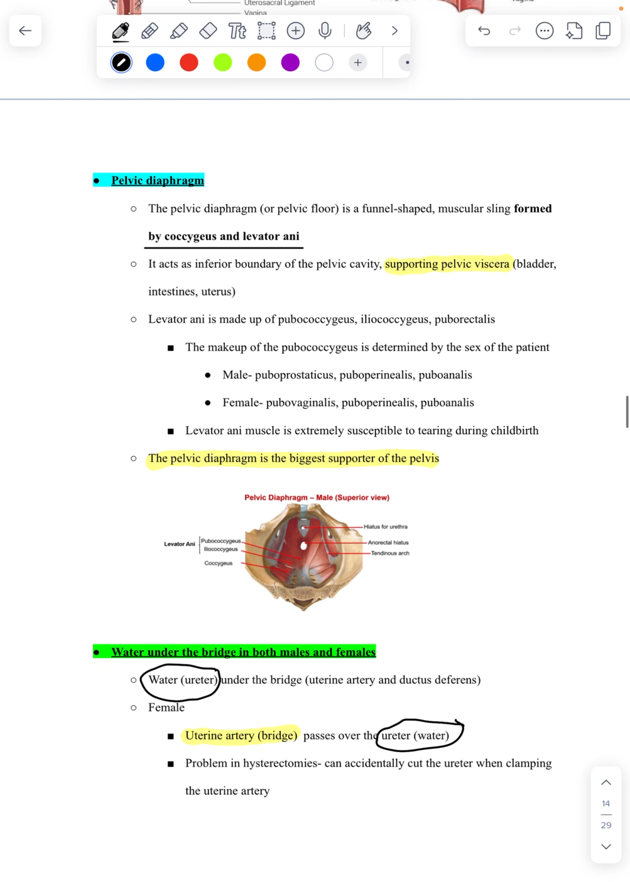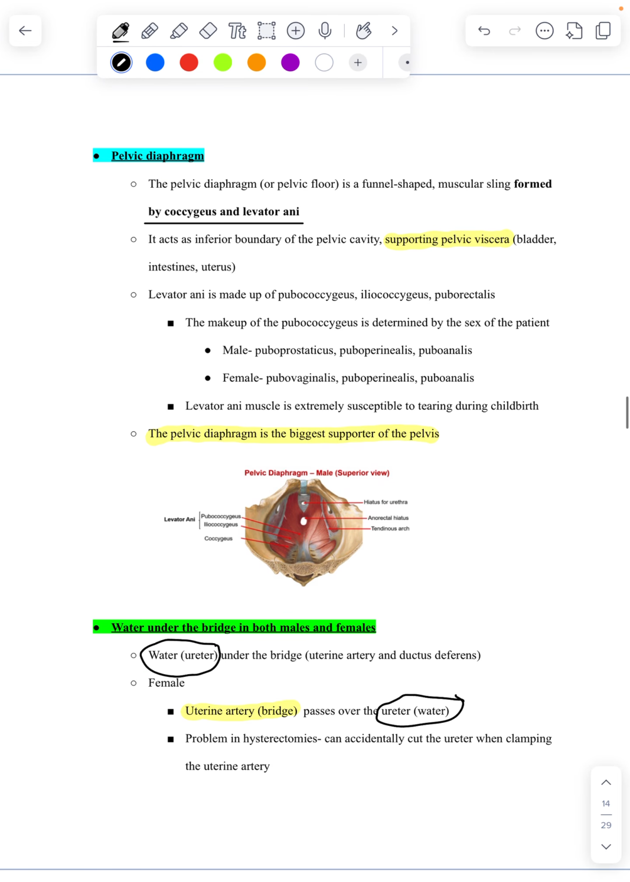Okay, now, pelvic diaphragm. This is what we said is the main support for all of these things. Two main muscles are your coccygeus and your levator ani. She didn't really go into too many specifics with these, so I don't think we have to memorize those. These are the ones she focused on. She said don't worry too much about the actual muscles that make them up.